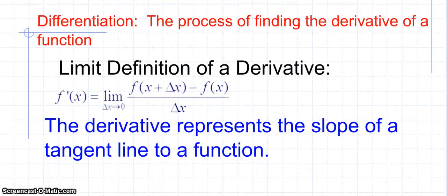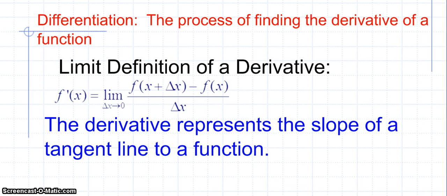Okay, so we need to understand differentiation is the process of finding the derivative of a function. Good. So this is a vocab thing. You're going to need to understand that. The limit definition of a derivative is the limit as delta x goes to 0 of f of x plus delta x minus f of x over delta x. That is our difference quotient. It is very important that we understand it represents a derivative when the limit is involved. If the limit's not there, then it's not a derivative, it's just a difference quotient.